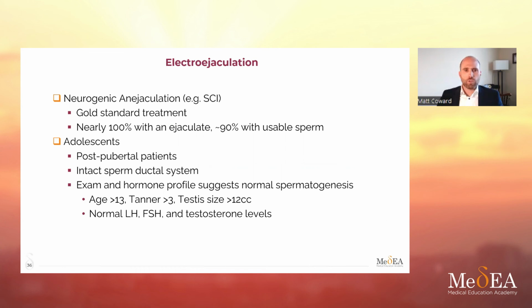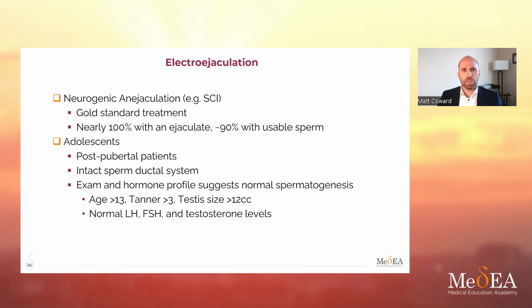This is a gold standard treatment, which obtains an ejaculate in nearly 100% of men with neurogenic anejaculation, although about 10% of the time it's going to be primarily non-motile sperm. So only about 90% of men who undergo electroejaculation will have success in retrieving motile sperm for cryopreservation.